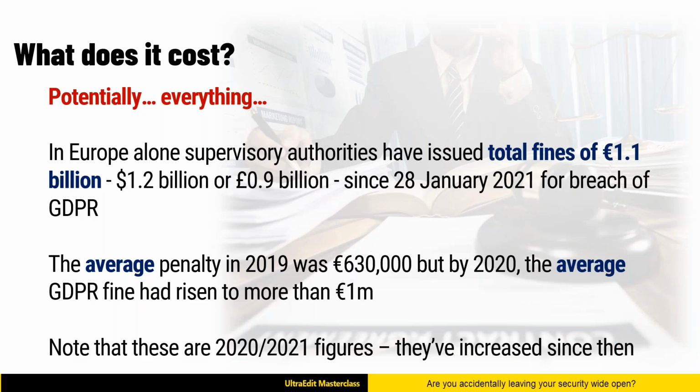What does it cost you potentially if you have a breach? Well, in Europe, the supervisory authorities, which is the EU councils and things like that, have issued so far total fines of 1.1 billion. That's a billion, not a million, billion euro fines, or 1.2 billion US dollars, or about 0.9 billion UK pounds. And that's just since January 28th of 2021.